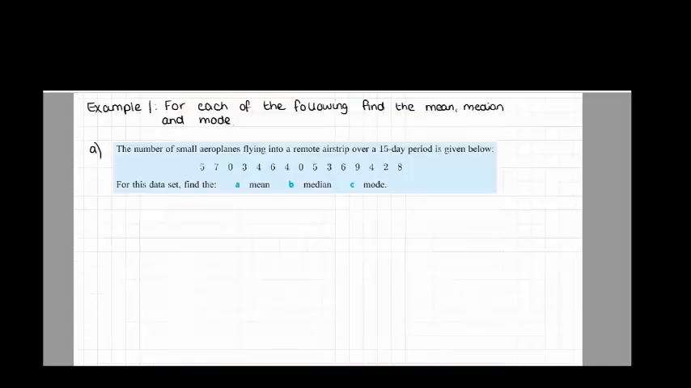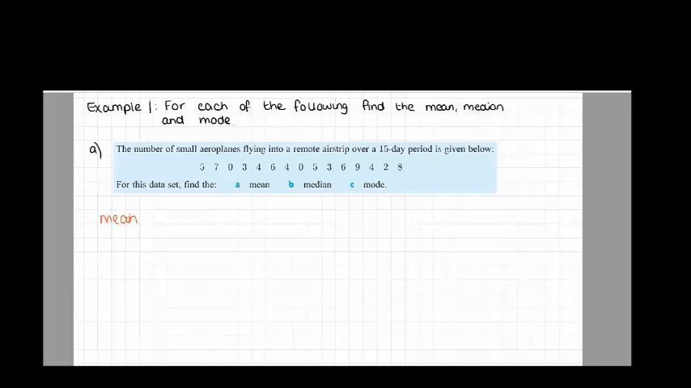So this first example, we are going to find the mean, median and mode, and we've got three different situations we're going to do that for. So this is the first one. The number of small aeroplanes flying into a remote airstrip over a 15-day period is given below, and we're going to find the mean, median and mode. So first of all, let's start with the mean.